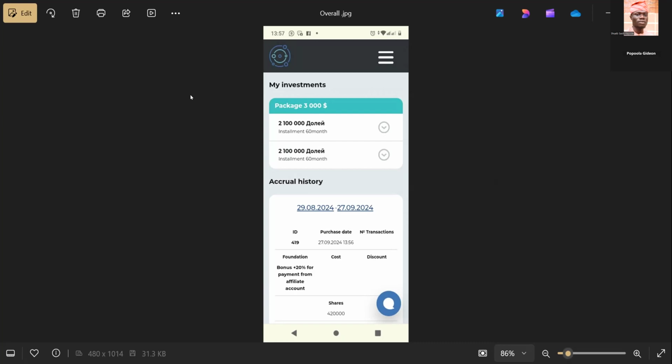So this is one of our partners that got his package, and as you can see, he got the package from the campaign that was going on, which is you buy a package of $3,000, and the installment plan is $50 per month, which is going to be for 60 months.